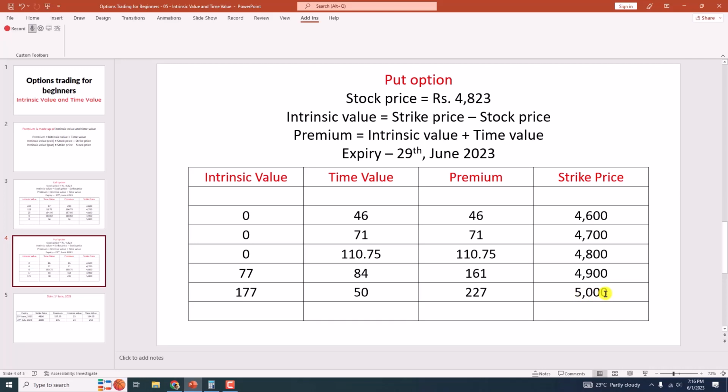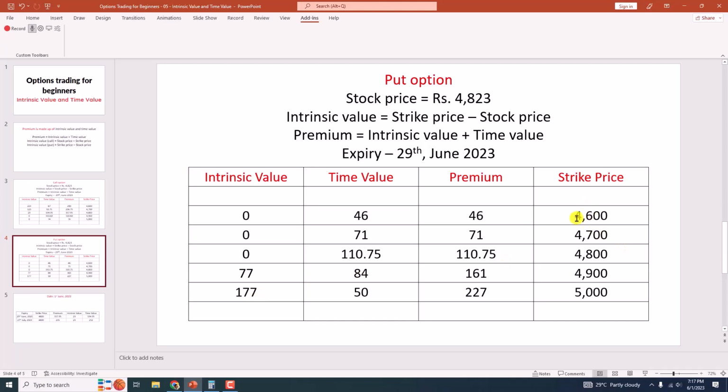By doing that, what will I gain or what will I get? I will get this one minus this one, which is 177 rupees. Okay, 177 rupees. So that is the intrinsic value. How much money will I get if the option that I have bought expires today? That is intrinsic value.